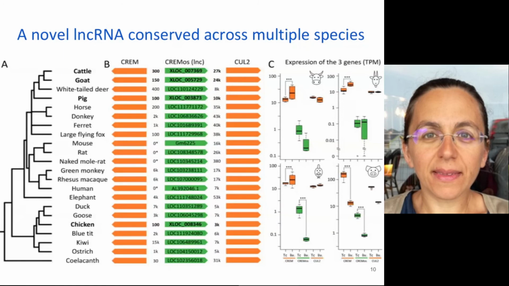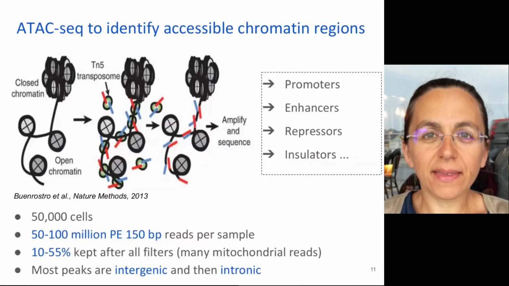Then on slide 11, as I said, we used ATAC-seq to identify accessible chromatin regions. And this technique is actually much easier to use than DNase-seq, since it starts from less material and is less time consuming in general, easier to do.